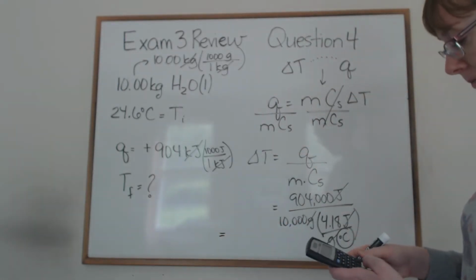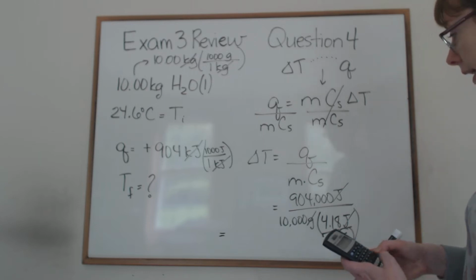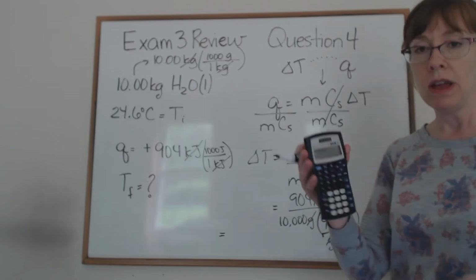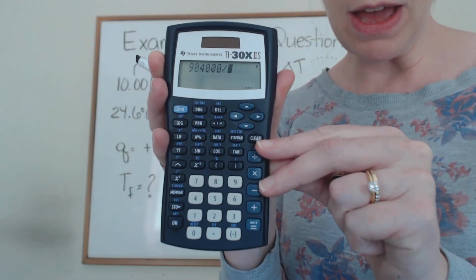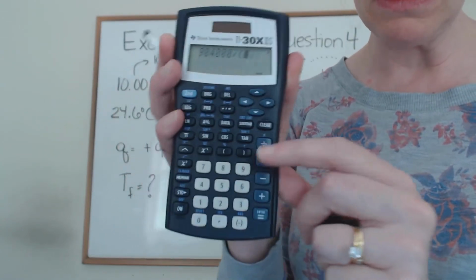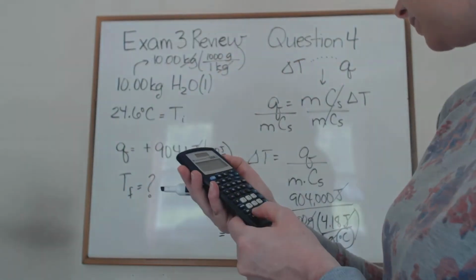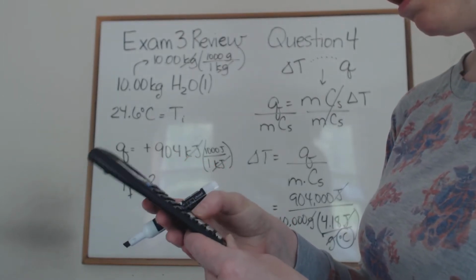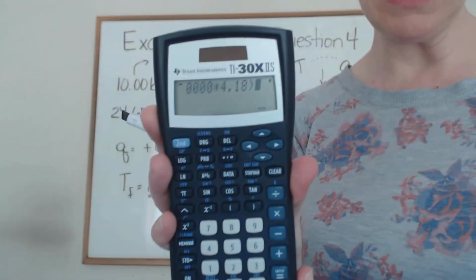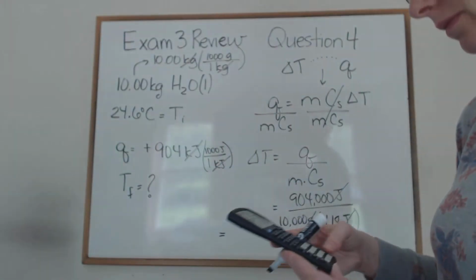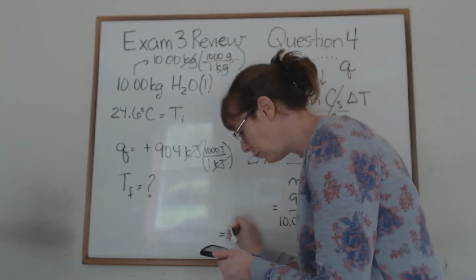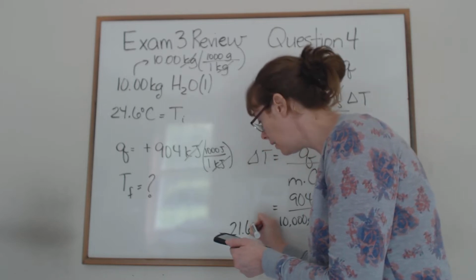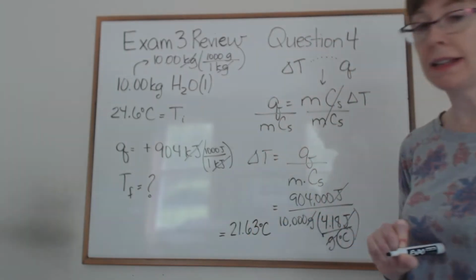So I'm going to go ahead and do 904,000 divided by, now anytime you have a multiplication in your denominator, it's essential that you do 904,000 divided by, but you got to make sure you do your parentheses. And in the bottom, you're doing 10,000 times 4.18. And then close the parentheses. And I'm getting that delta T is equal to 21.663 degrees C. Okay, that's delta T.